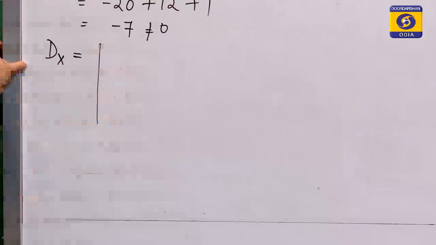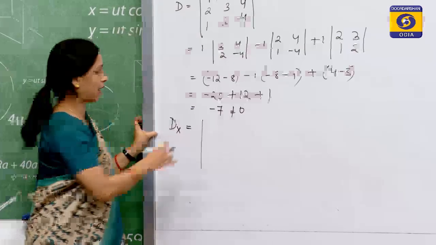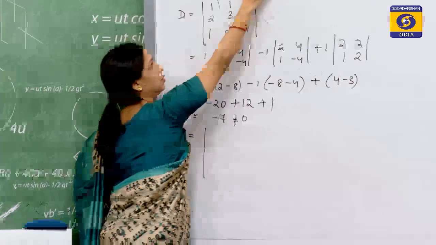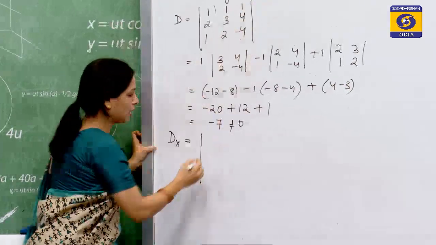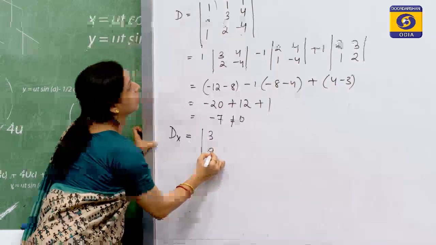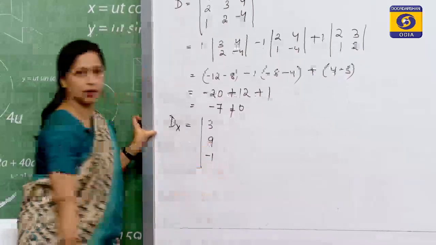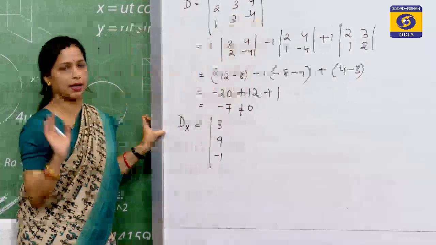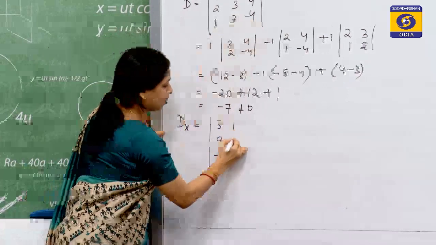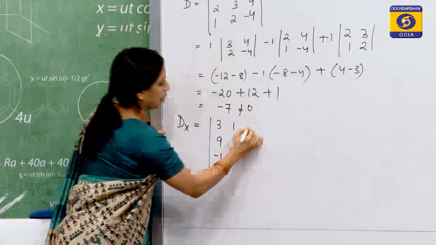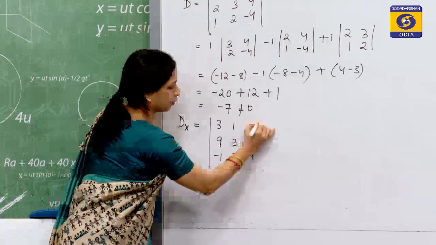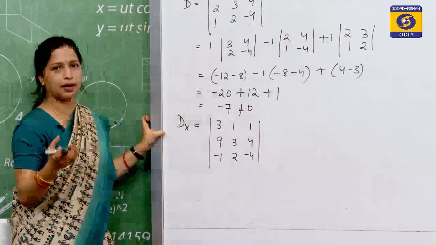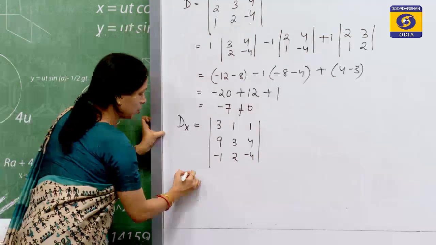In dx, like we did in 2 variables, we have to substitute the x coefficient with the known values. The known values here are 3, 9 and minus 1. So, we write it here 3, 9 and minus 1, and then the y coefficient and z coefficient remain the same. So, here it is 1, 3 and 2, 1, 4 and minus 4. Now, we find the determinant by expanding it along the row 1.